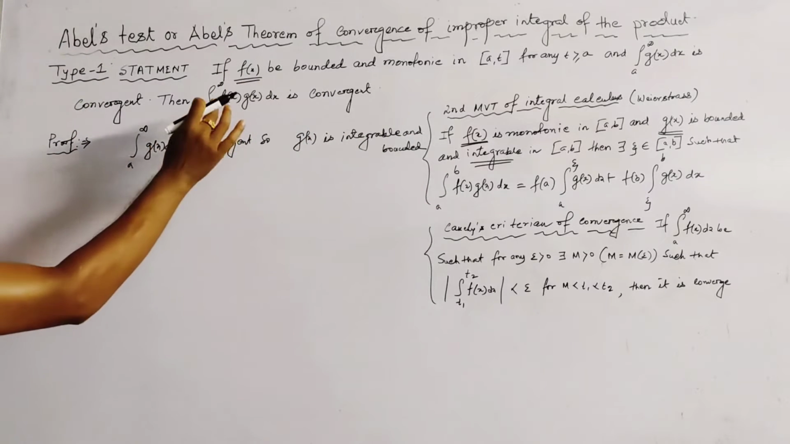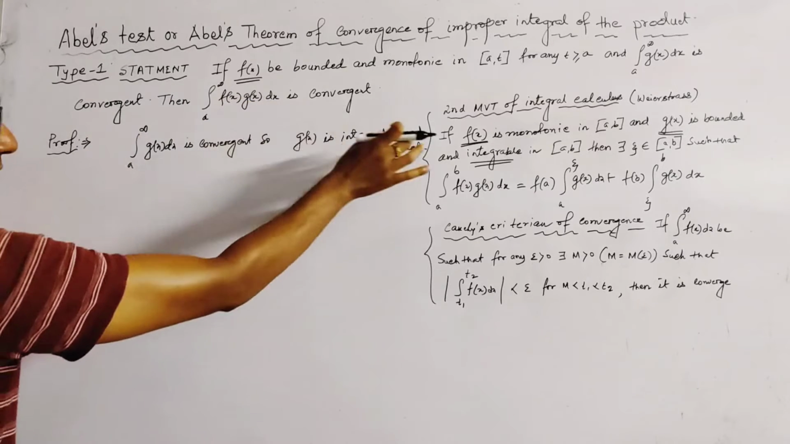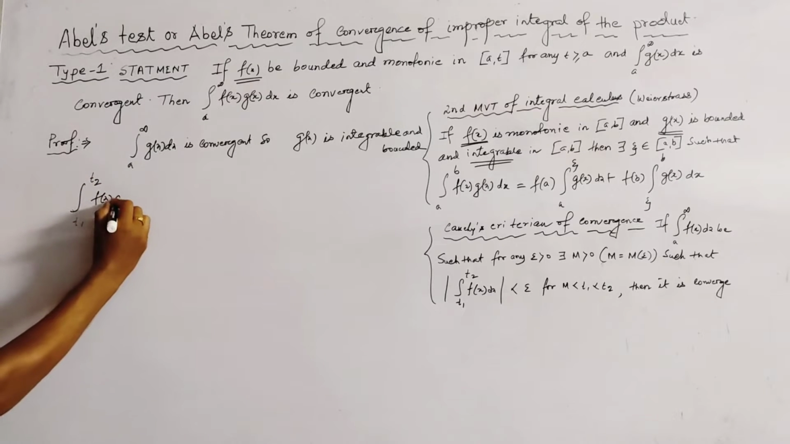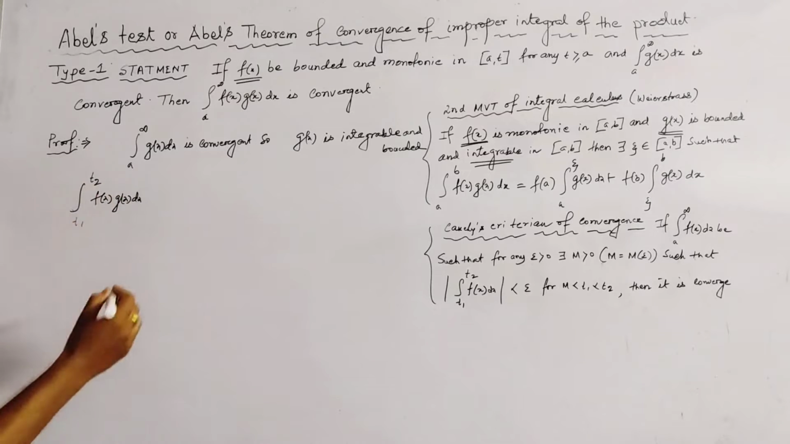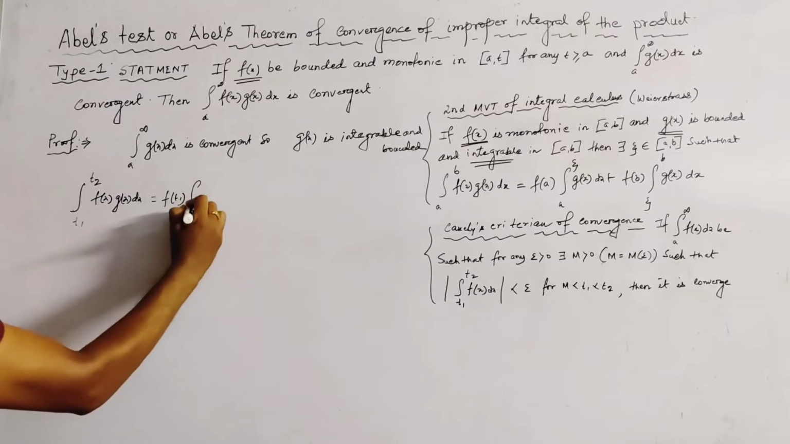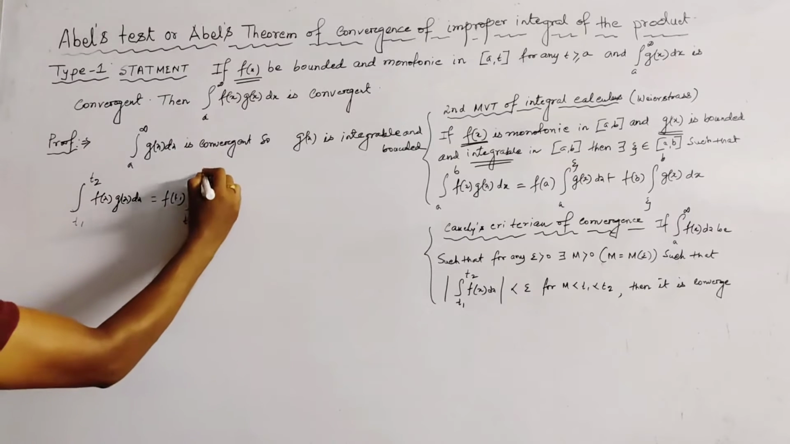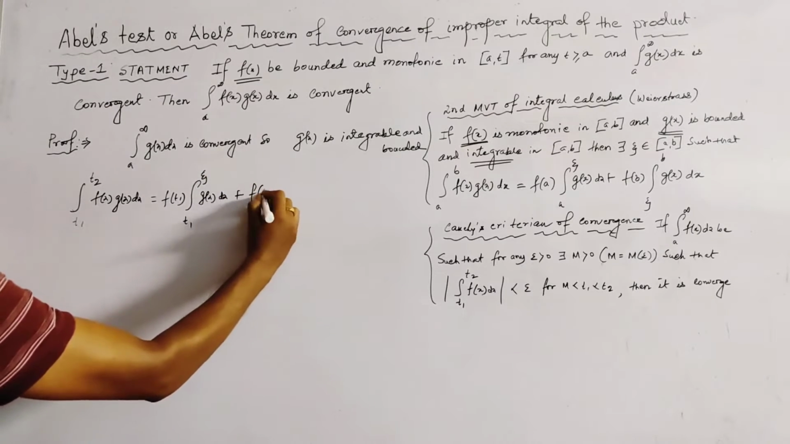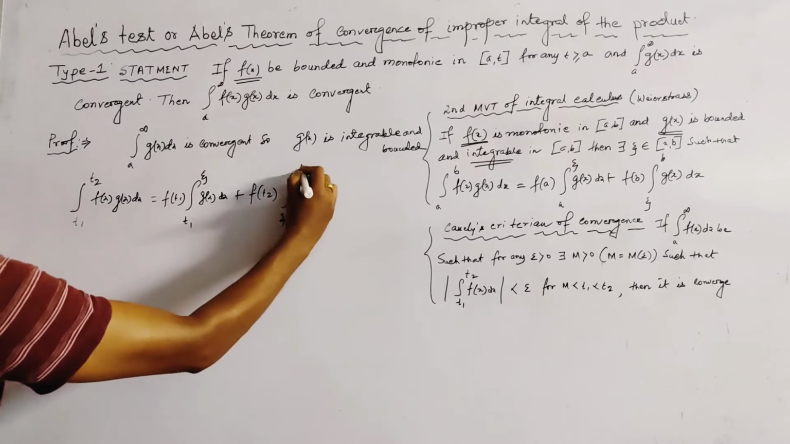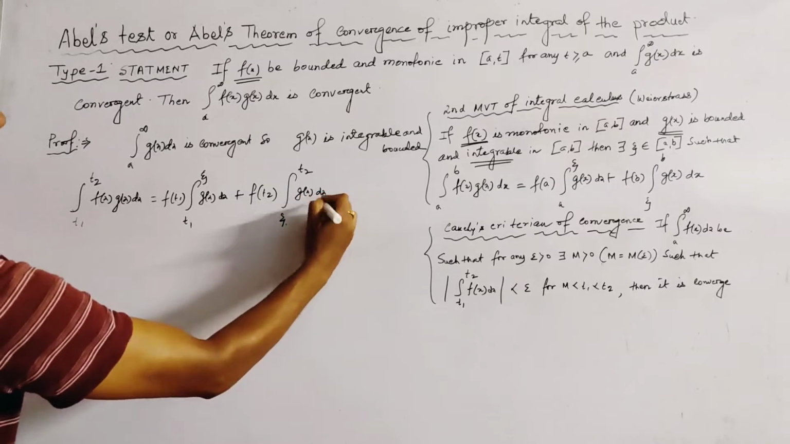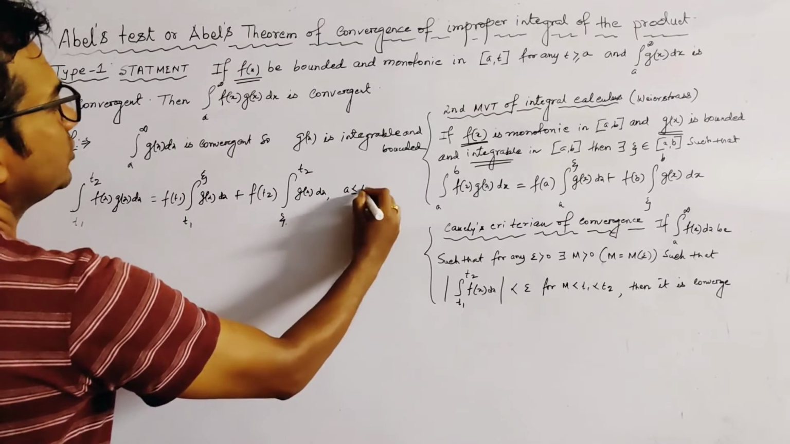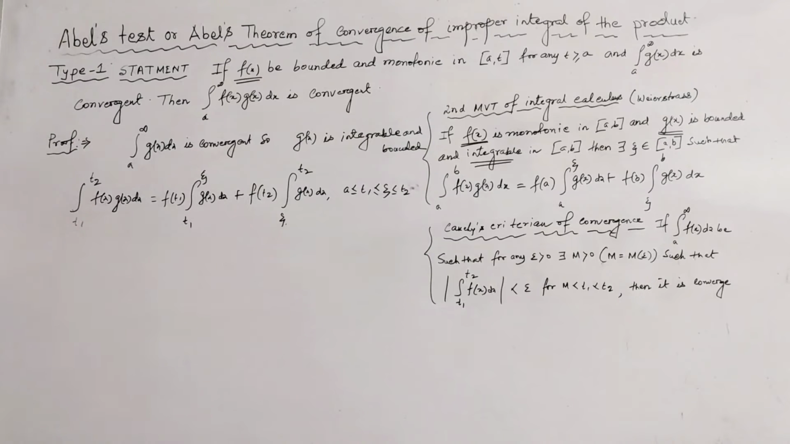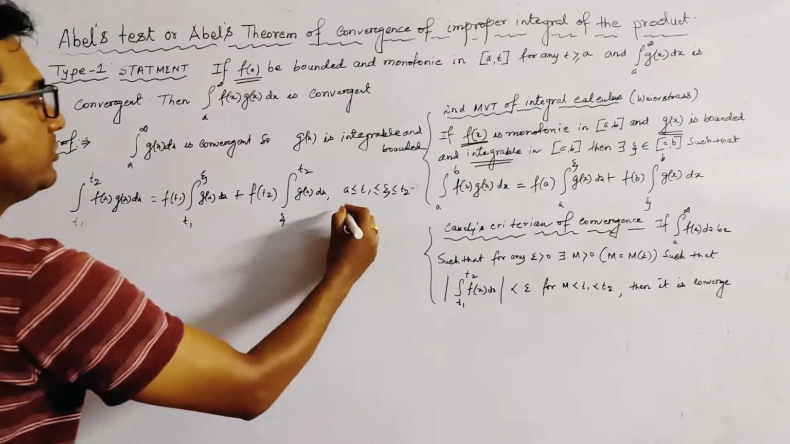Now we apply the second mean value theorem on this expression: the integration t1 to t2 of f(x) g(x) dx is equal to f(t1) times the integration t1 to xi of g(x) dx plus f(t2) times the integration xi to t2 of g(x) dx, where a is less than or equal to t1, less than or equal to xi, less than or equal to t2, less than infinity. Okay, and we name this relation as 1.